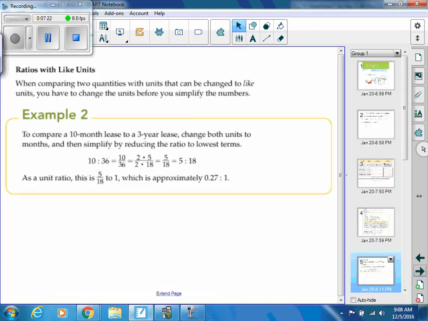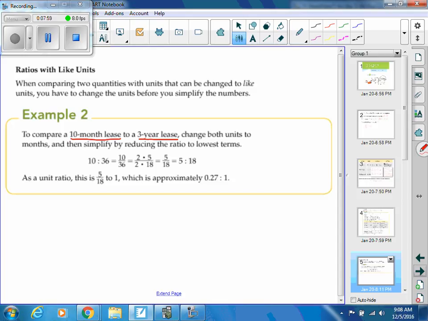Okay, here's example 2. This one is talking about having two quantities have to be like units. In this case, they're talking about a 10-month lease and a 3-year lease. As you can see, one's in months and one's in years, so it's hard to compare that way. So what they did, they're going to change both units to months and then simplify.